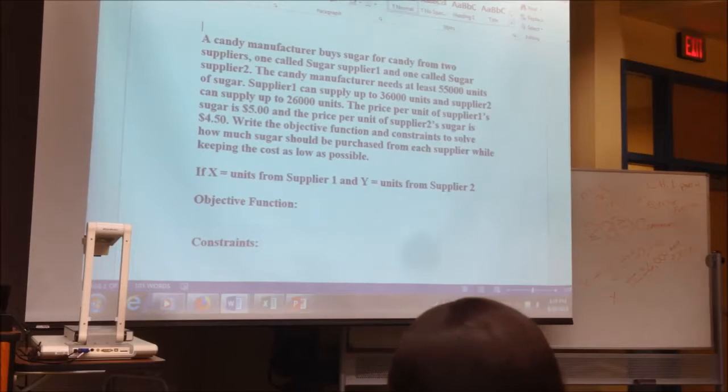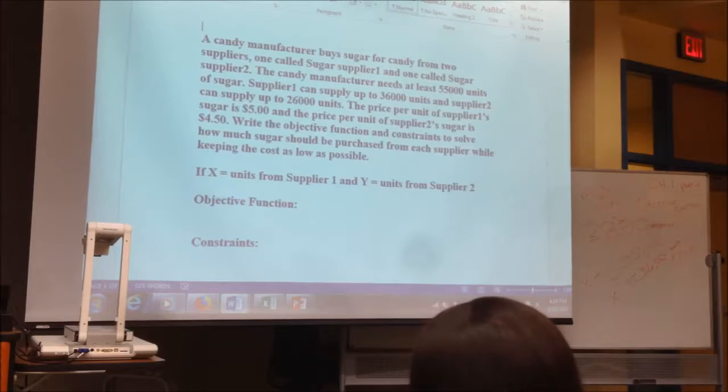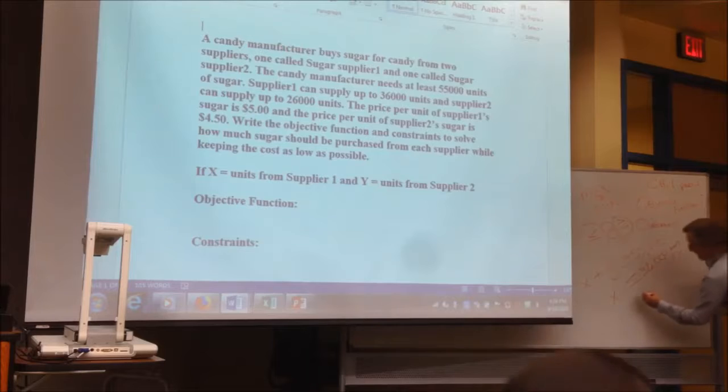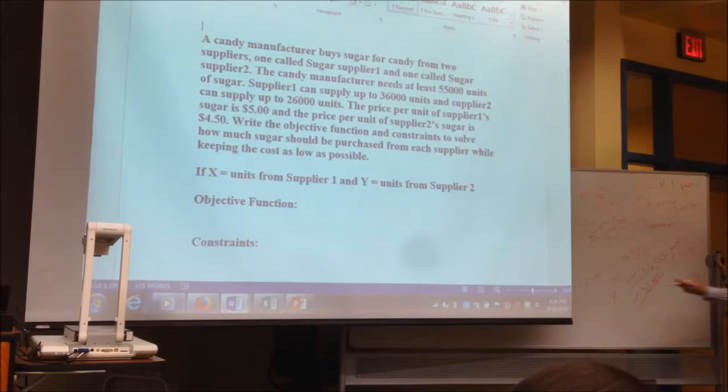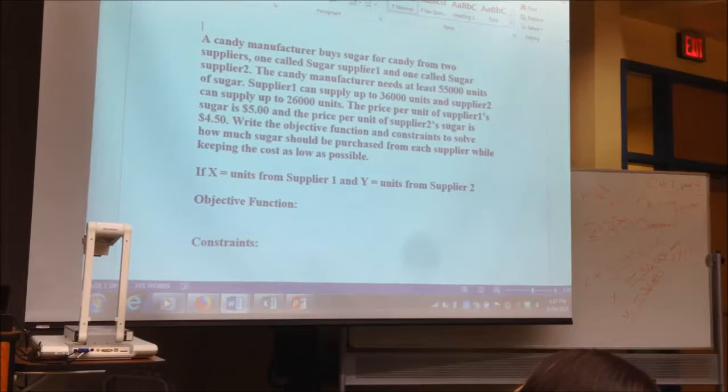That represents supplier 1. The next sentence says, supplier 2 can supply up to 26,000 units. Pretty easy. Same thing, less than or equal to 26,000 units. But it's the other supplier. It's in units, so I don't need to multiply Y times anything. Y says the number of units from the second supplier, less than or equal to 26,000 units.